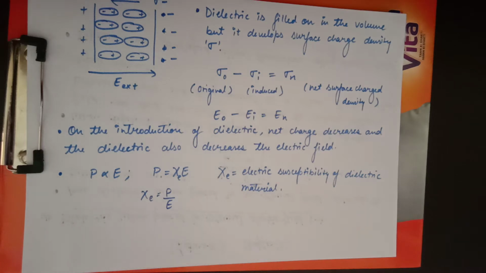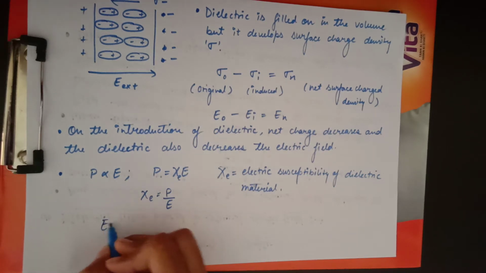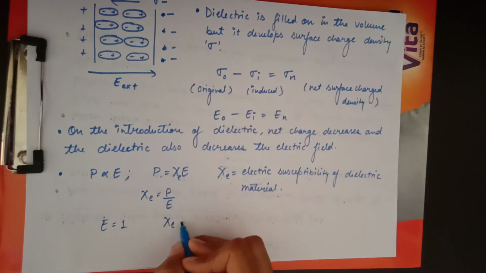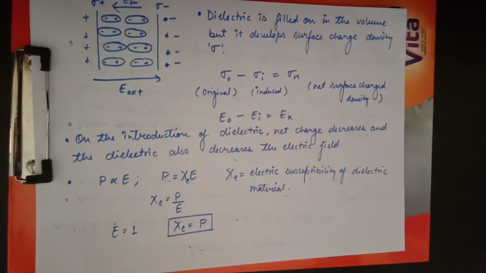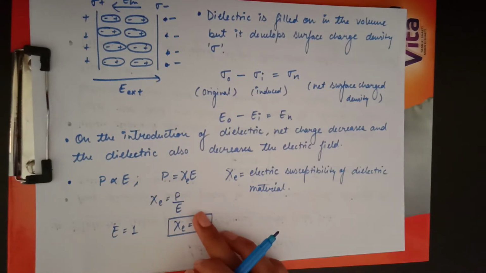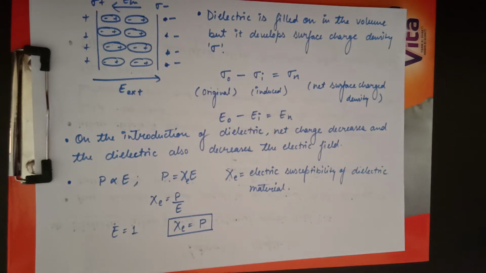If we take E equal to 1, then susceptibility is equal to the net dipole moment. From this formula you can say the electrical susceptibility of a dielectric is measured by the dipole moment developed. It is equal to the net dipole moment when the electric field applied is equal to 1, or a unit.